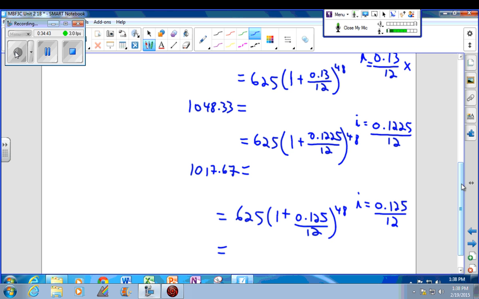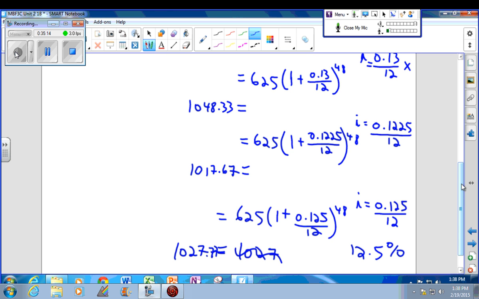0.125 divided by 12 plus 1 to the power 48 times 625. And there you go. 1027.77. And you know what? I'm going to call it that. I'm going to call it 12.5%. It might be 12.6 or something.